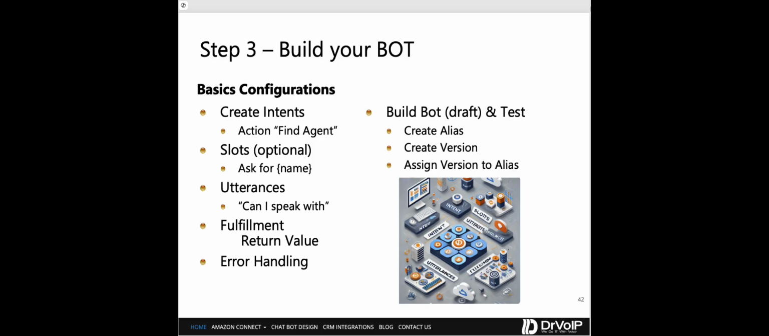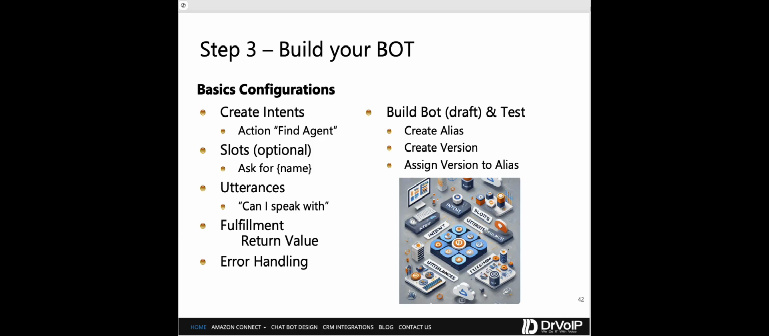There are others, but this is the basic configuration. Then you're going to go ahead and build your bot. When you build a bot in version 2, you basically are creating what's called a draft. And you can test that draft. I'll show you how to do that. And once the draft is tested and it's acceptable to you, you will have created an alias.